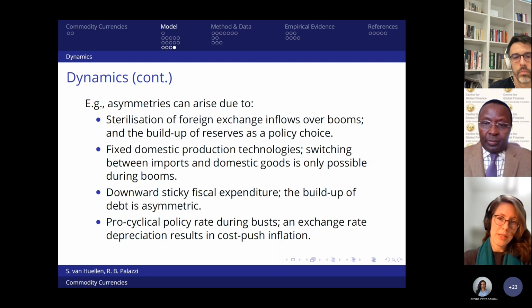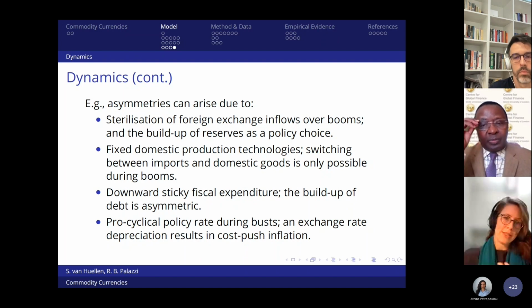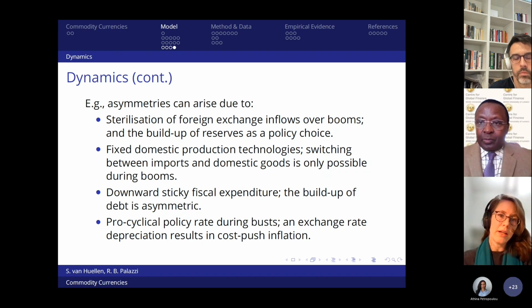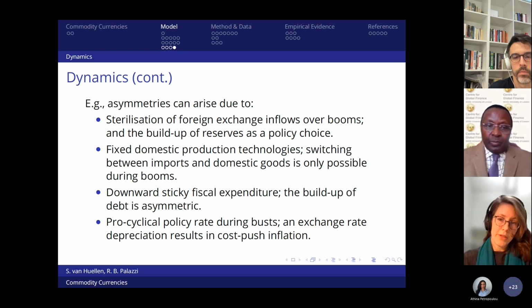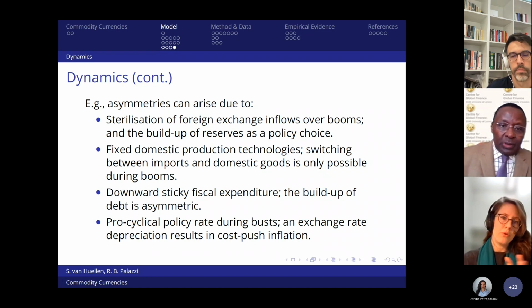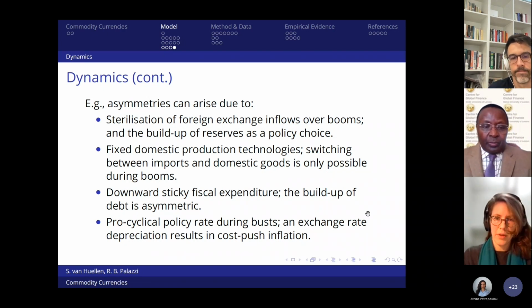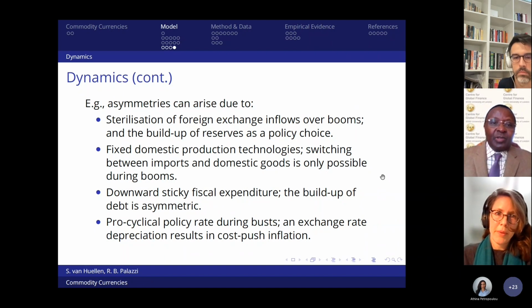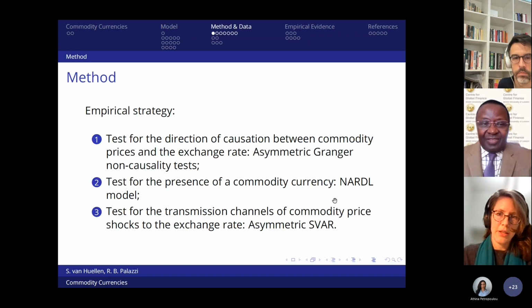We might have downward sticky fiscal expenditure, which means that the buildup of debt is asymmetric, whereby a government is trying to maintain a certain level of consumption and absorption, even if we are entering a commodity bust. And we also have the problem, especially if you have inflation targeting regimes, of a pro-cyclical policy rate during busts, as inflation is rising through the increased import bill, and therefore we might see this kind of cost push inflation effect materializing here. I will hand over to Rafael now for the method and data section.